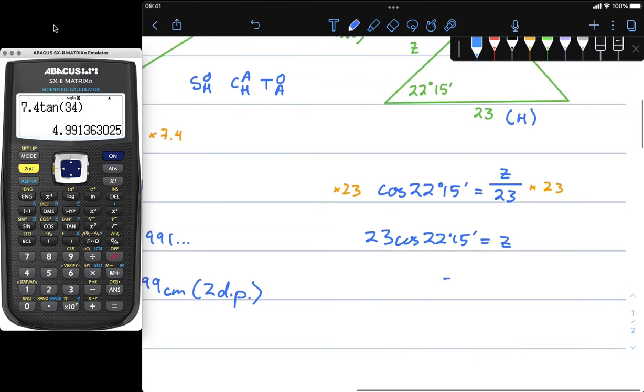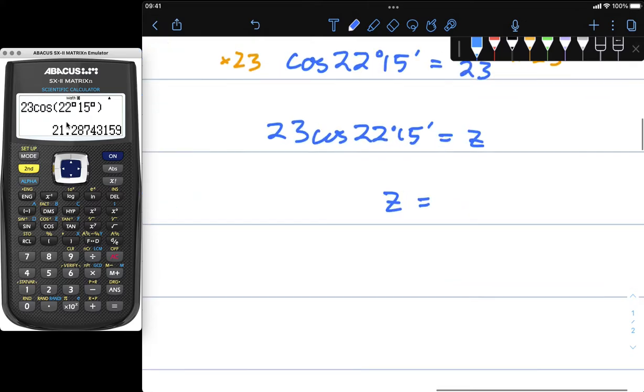Right, and then we type that in to our calculator, demonstrating how to do this one. So 23 cos, now taking a look, it'll be 22 degrees 15 minutes, making sure we close the brackets like so. Press equals, we get 21.287.